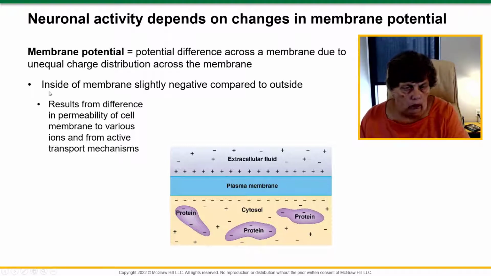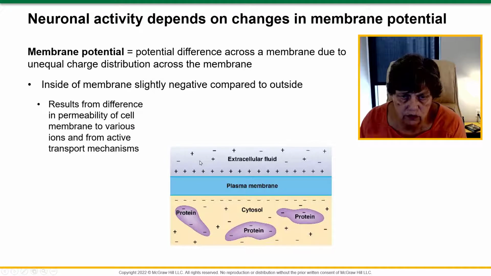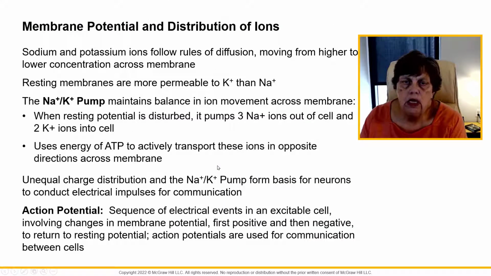Inside the membrane you can see, here's your plasma membrane. You have positive charges on this side, you have negative charges on this side more, okay? So it's more negatively charged on the inside of the cell than it is on the outside of the cell. The outside of the cell has more positive charges, okay?